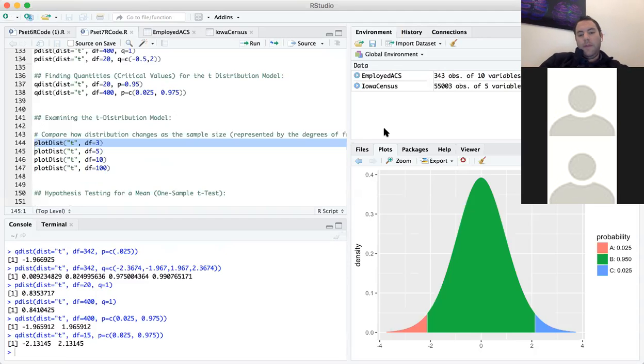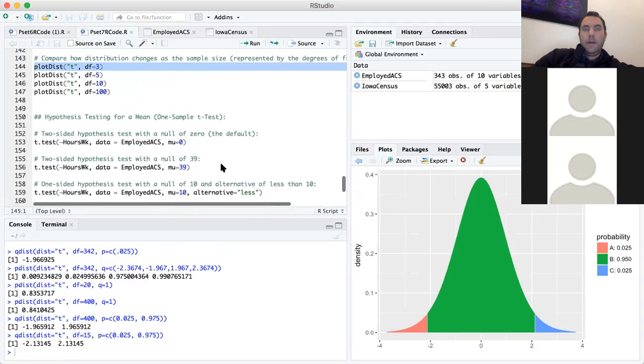Yeah, so that's right. So if the p-value is less than your alpha value, you reject your null hypothesis. If the p-value is greater than your alpha value, you do not reject the null hypothesis. So hopefully that helps clarify it a little bit.